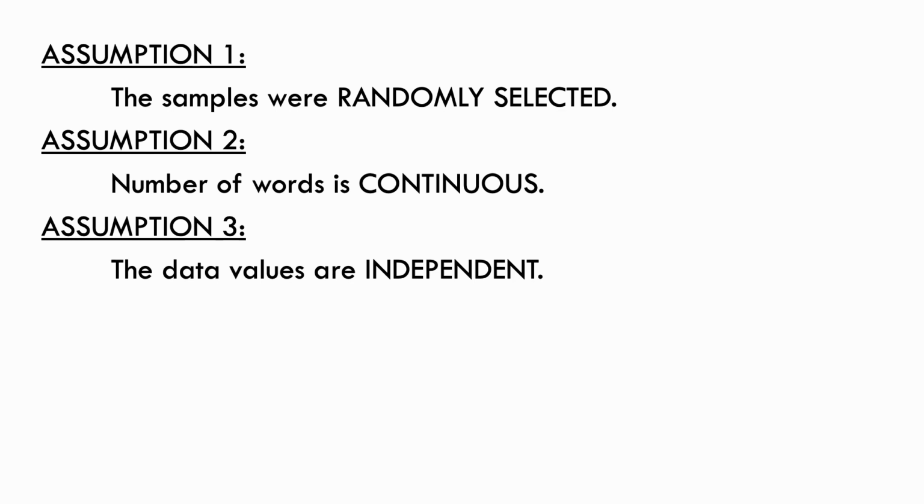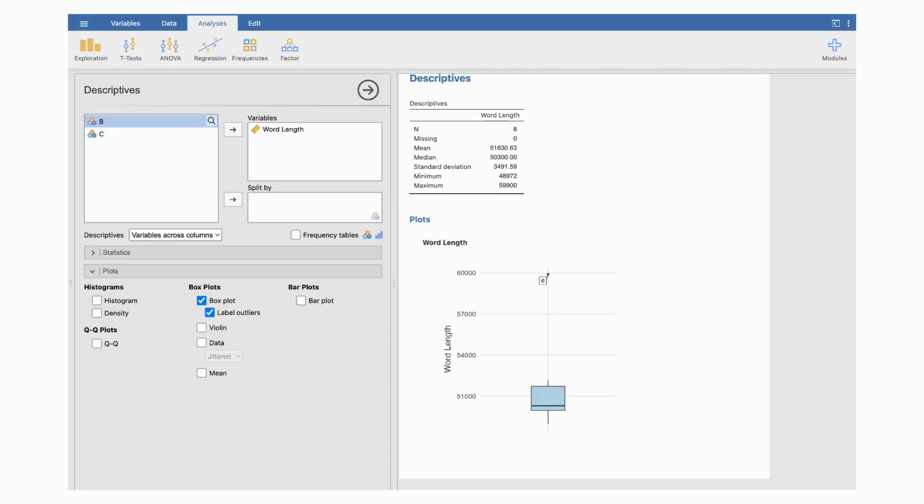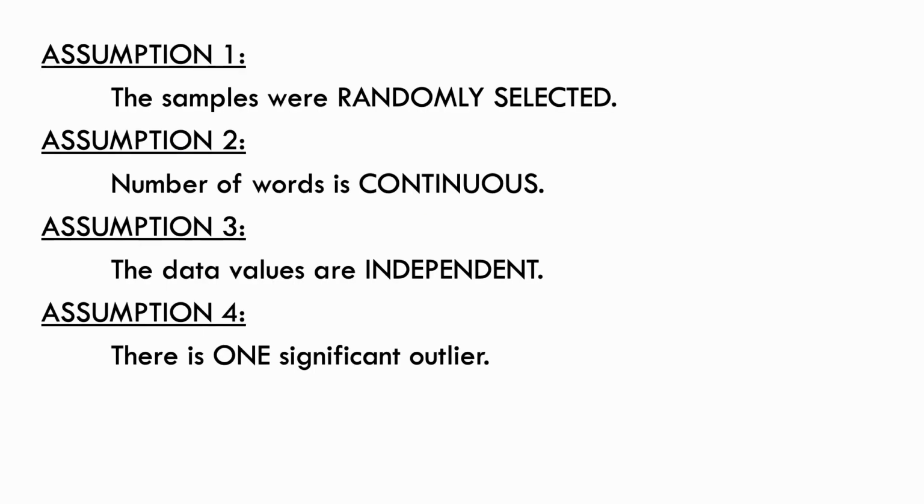So we check the assumptions. The samples were randomly selected. Second, the number of words is continuous. Third assumption, the data values are independent. Then, sa Jamovie natin, the box plot shows na meron tayong isang significant outlier. So there is one significant outlier for assumption 4.